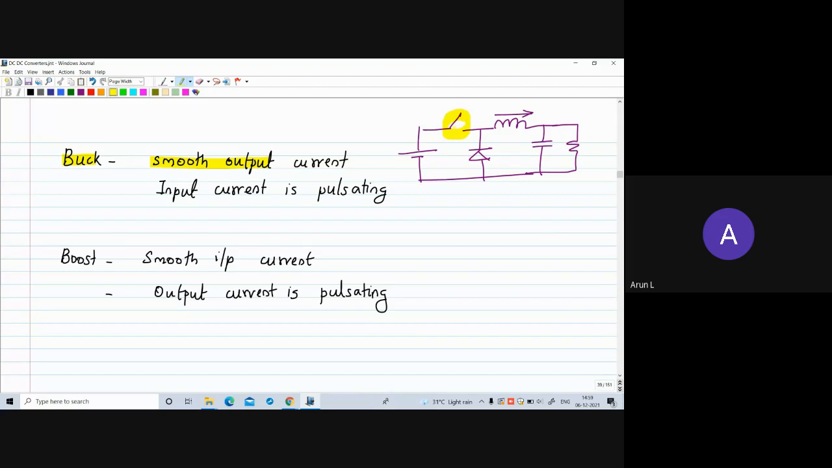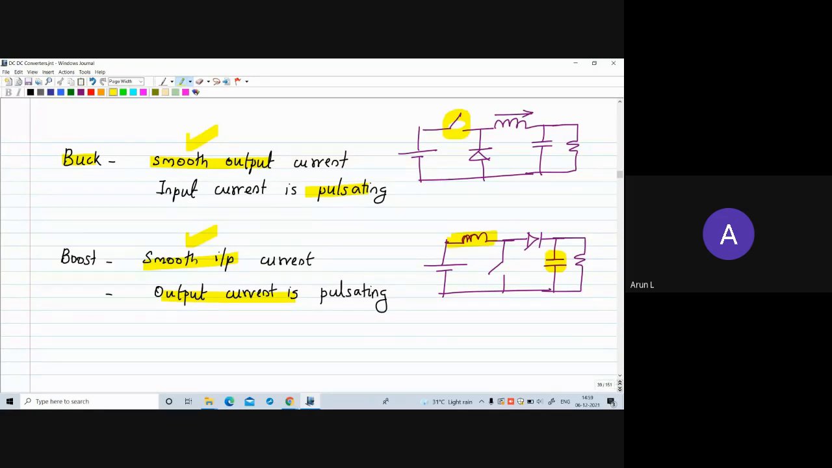Since there is a switch in series with the input side, the input current will be pulsating. Whereas in a boost converter, if you look into the circuit diagram of a boost converter, you have an inductance in series with the input side. Then you have a switch and diode. Since the inductance is in series with the input side, the input current will be smooth, whereas the output current will have ripples. When the output current has ripples, you need a large capacitance. That is one disadvantage. Then we can combine the good characteristics, that is the smooth output current of the buck converter and the smooth input current of the boost converter.